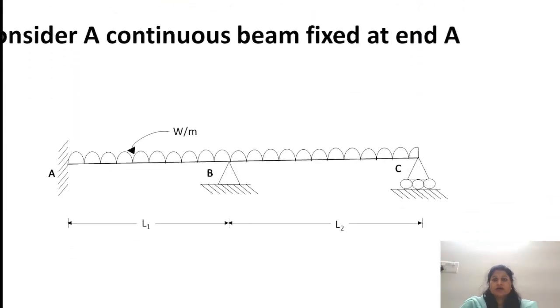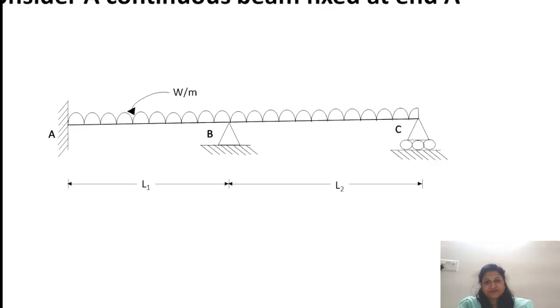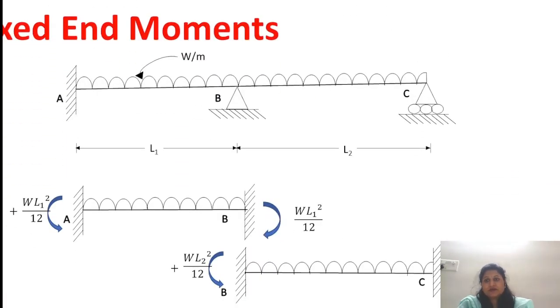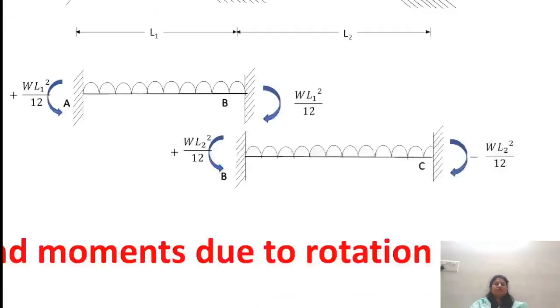Now, we will consider a continuous beam which is fixed at end A and simply supported at C. L1 and L2 are the spans of beams AB and BC. First of all, we consider joint B as a fixed support, so span AB is fixed and BC is also fixed. So in step number one, we calculate the fixed end moment.